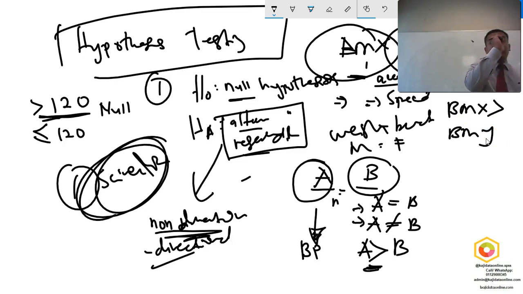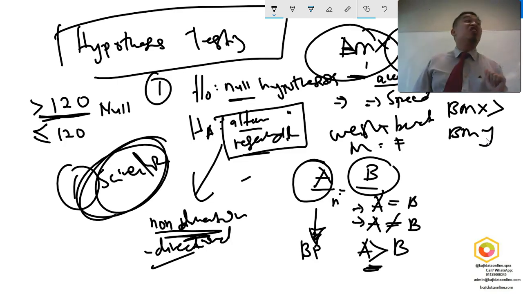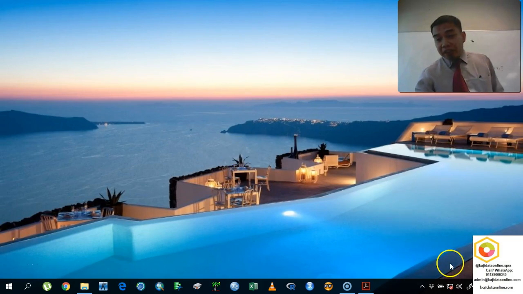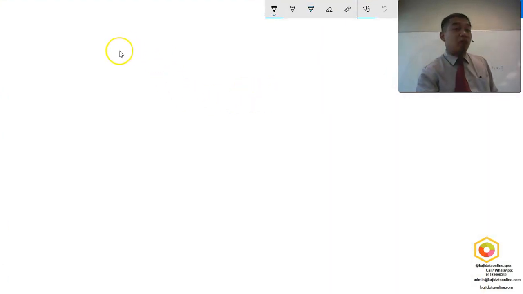So the research hypothesis or alternative hypothesis depends fully on you, up to you, because this is a research hypothesis. It depends on your research. Unfortunately, usually I advise students to choose the simplest one. The simplest one, of course, is the non-directional hypothesis.